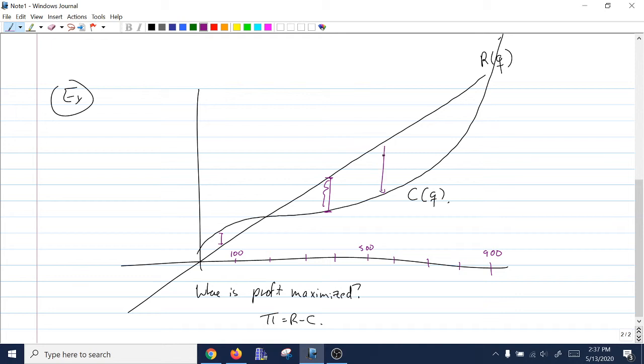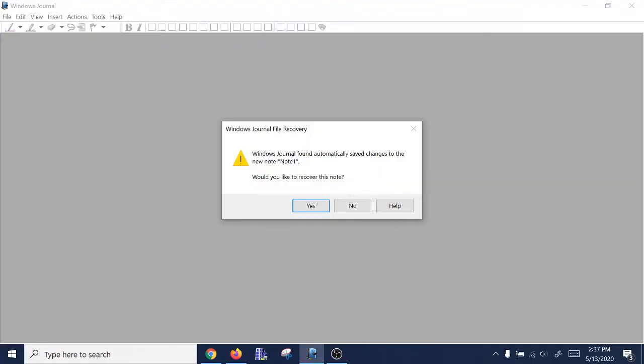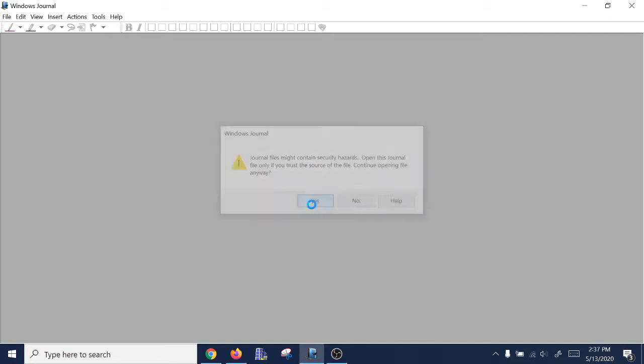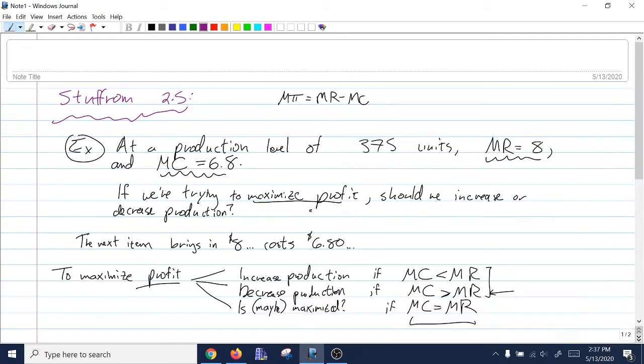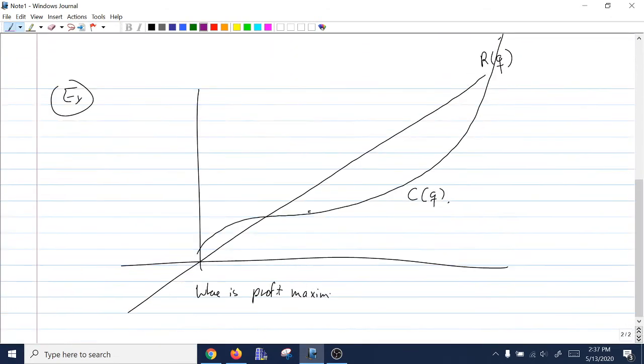I can look at this picture and try and visualize a bunch of these vertical sticks and ask, I just restarted the computer hoping that would make this not happen. Hey, my picture's still here. When is profit maximized?